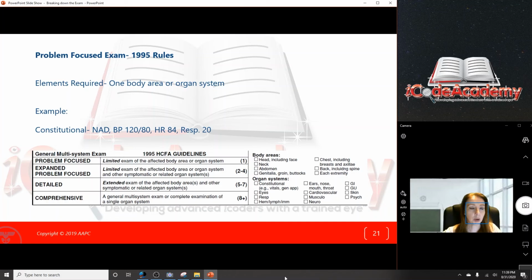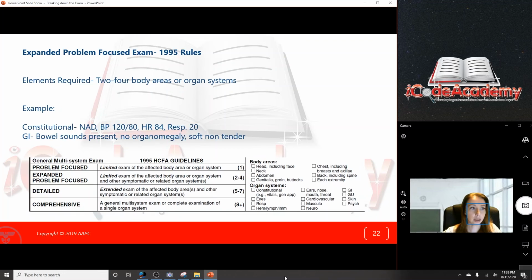So the provider gave an overall appearance for the patient as well as some vitals. We have our blood pressure, HR is our heart rate, and resp is going to be our respiratory rate. So we have more than 3 vitals. We can go ahead and count this as a constitutional organ system. So let's make sure we check that off. And that's all we need. Very minimal, very simple to support a problem-focused examination under the 1995 guidelines.